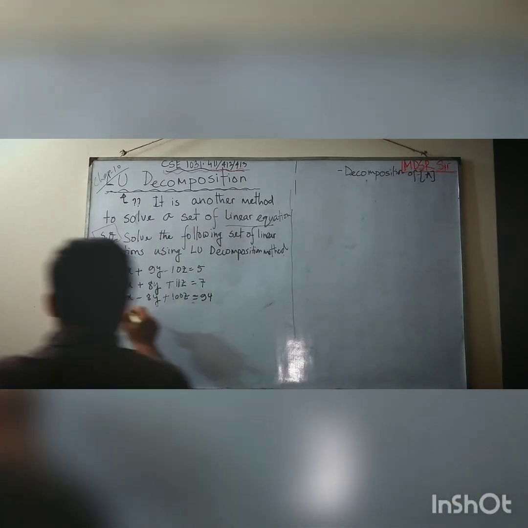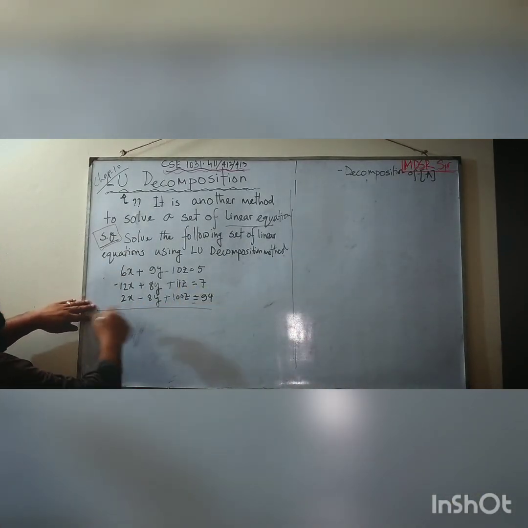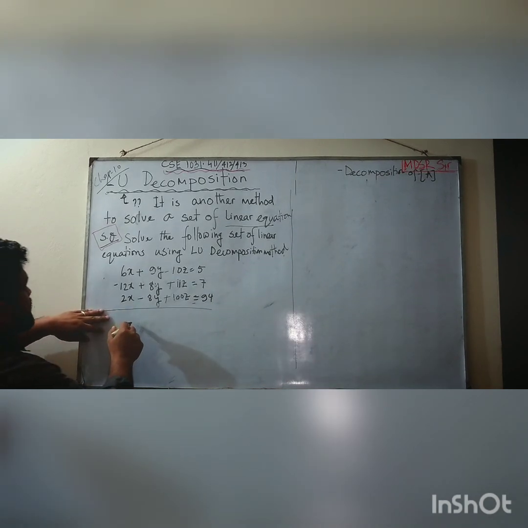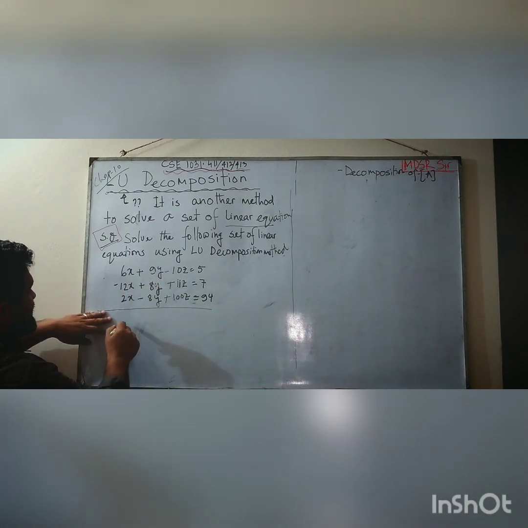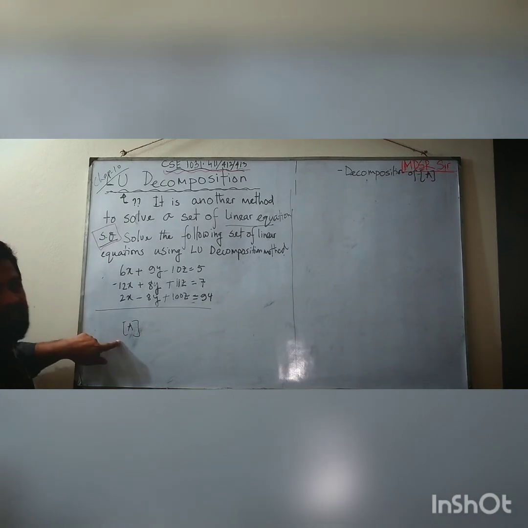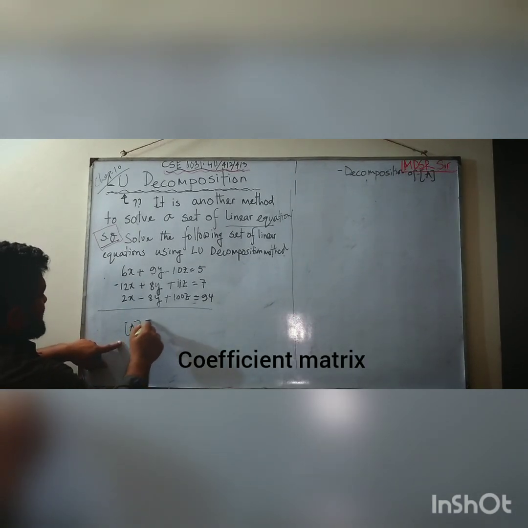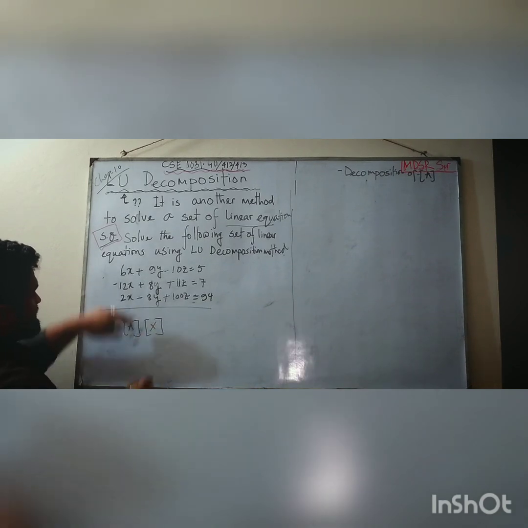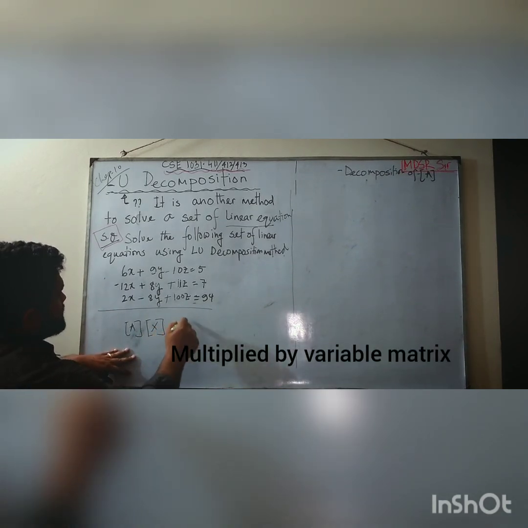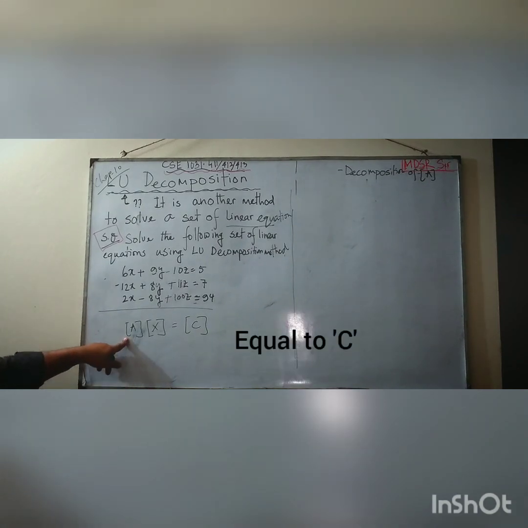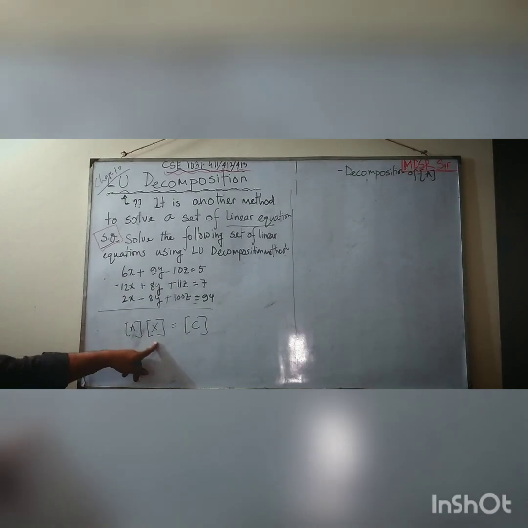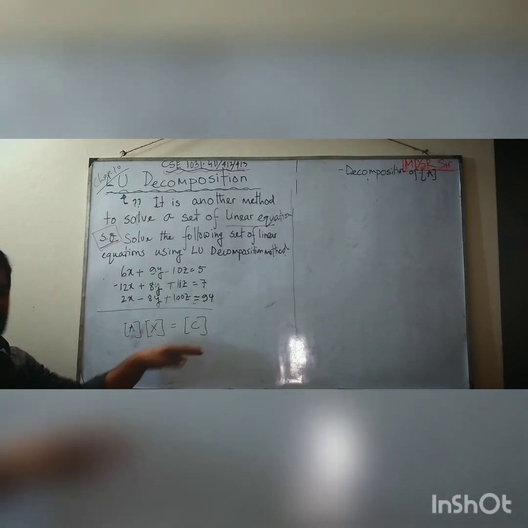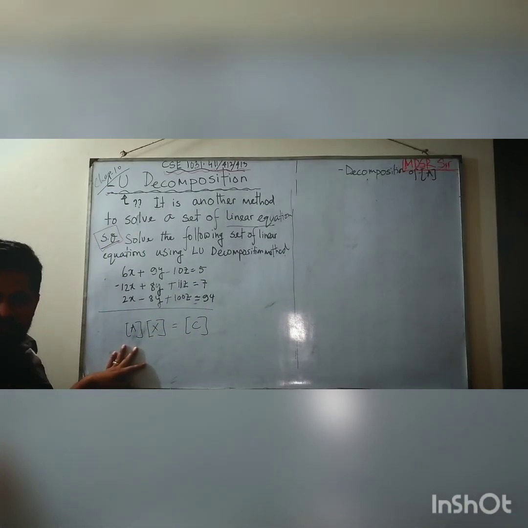One thing we know: for a set of linear equations, matrix A, which is the coefficient matrix, multiplied by the variable matrix X, is equal to C. So the coefficient matrix is multiplied by the variable matrix and is equal to the constants. These are a simple setup for matrices.